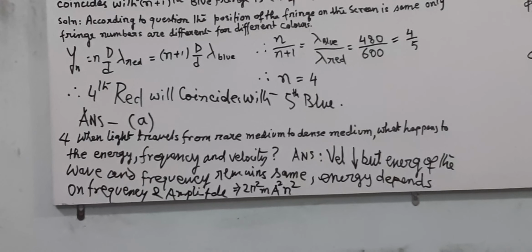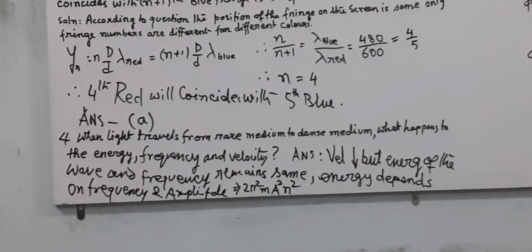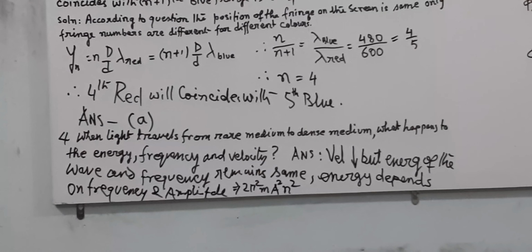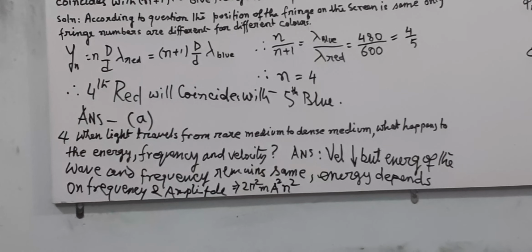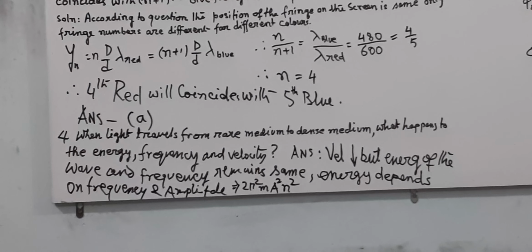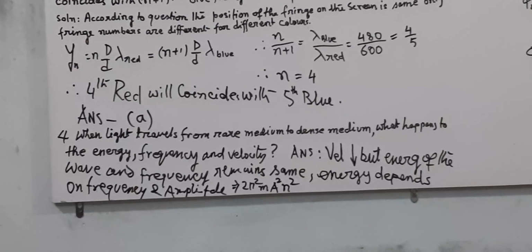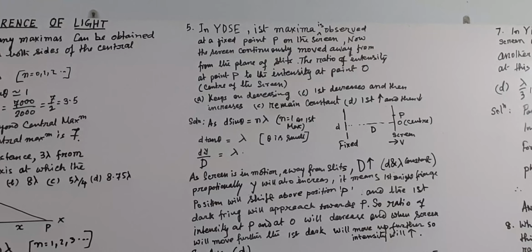Next, question 4. When light travels from a rare medium to a dense medium, what happens to the energy, frequency and velocity? Answer: velocity decreases, but energy of the wave and frequency remain the same. Energy depends on the frequency and amplitude, that is 2 pi square m a square n square. As amplitude and frequency remain the same, the energy will remain the same. Now come to question number 5.